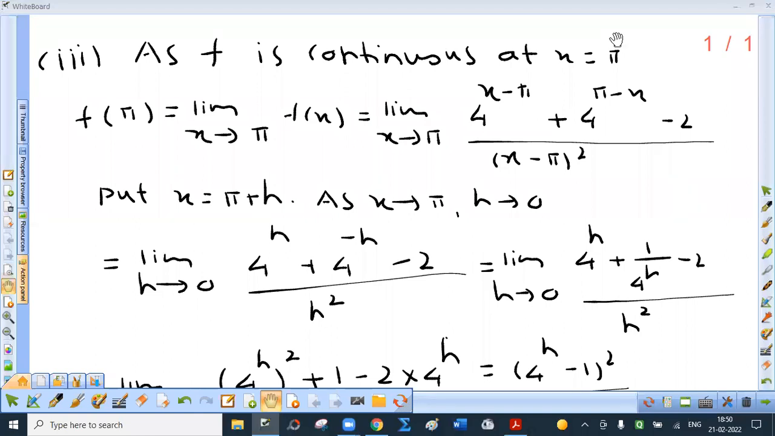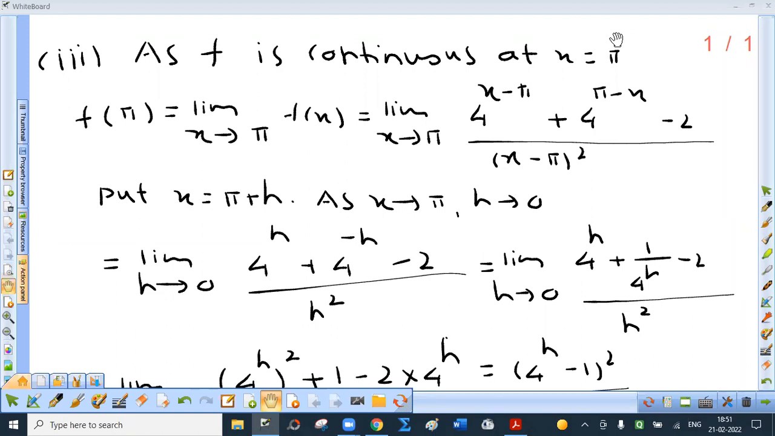Third one, f of x is 4 raised to x minus pi plus 4 raised to pi minus x minus 2 upon square of x minus pi, for x not equal to pi, it's continuous at x equal to pi. Find f of pi. Okay. Now f is given to be continuous at x equal to pi. So by definition, what is f of pi? Value of the limit. Now evaluation of the limit is not at all difficult.